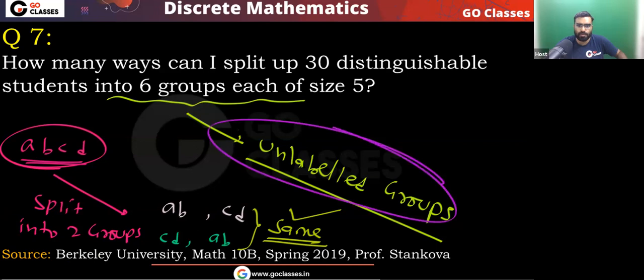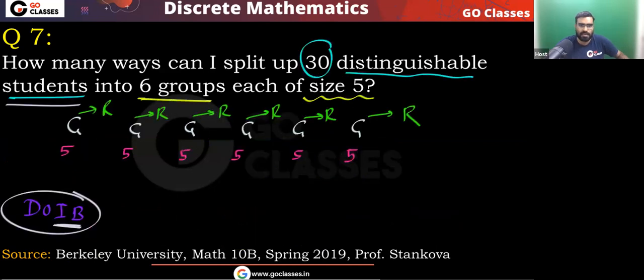So when you have unlabeled groups, you can call them G, G, G, G, G. So this is your DOIB template. This is your distinguishable object, identical boxes. And what is the answer for this DOIB template when you have this scenario? Tell me, what is the answer? In the DOIB template, you can call it R, rooms, means identical rooms. Okay, and every room should have 5 students.